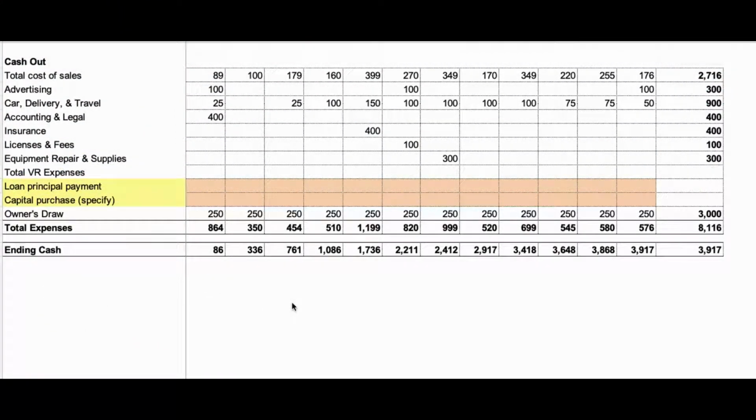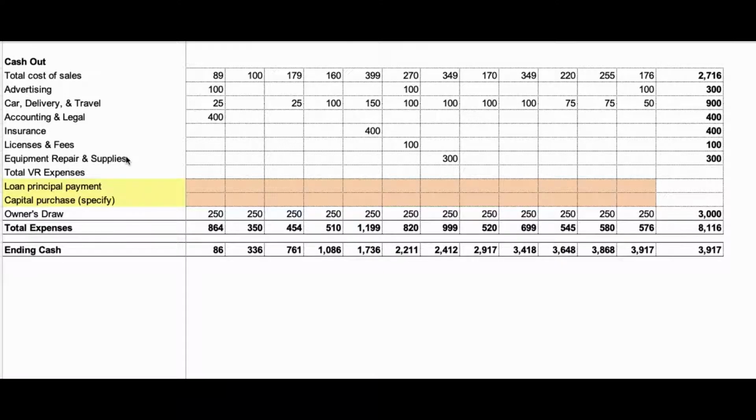The cash out section appears beneath the cash in section, and it also includes most of the same operating expenses as you see in Stephen's P&L statement. Advertising, car delivery, accounting and legal, insurance, licenses and fees, equipment repair and supplies are all tracked here in the same amounts as in the P&L.